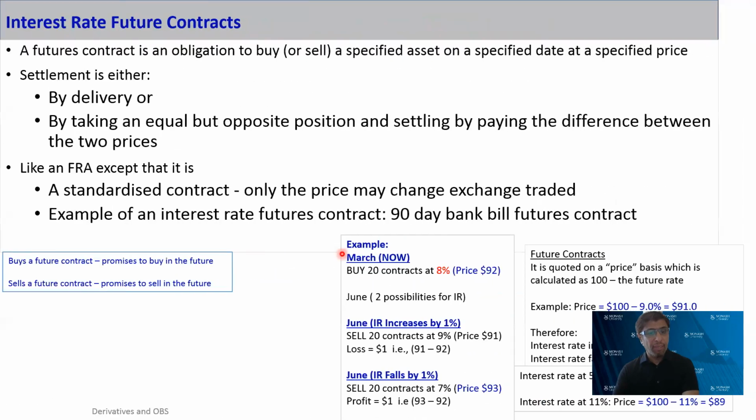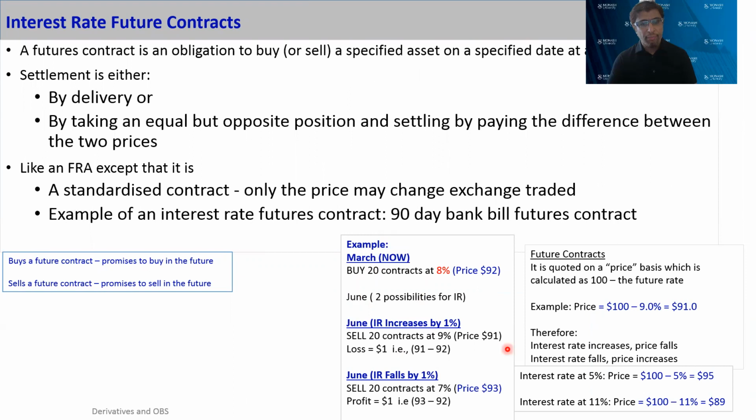Let me give you this example. Maybe this is better. This is a buyer. And let me show you here. This is how the quotation works. The quotation is on a price basis, which is calculated as 100. So the contract is at 100. So for example, if the interest rate is 9, you sell for 91. Therefore, if the interest rate increases, the price will fall. And if the interest rate falls, the price will increase.